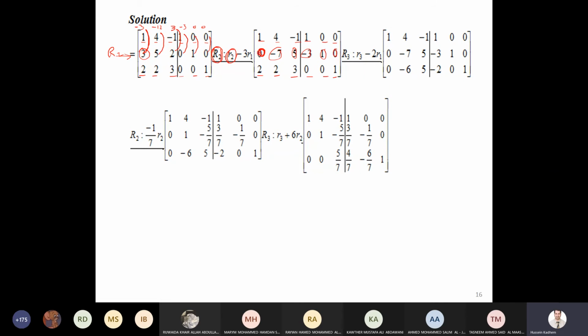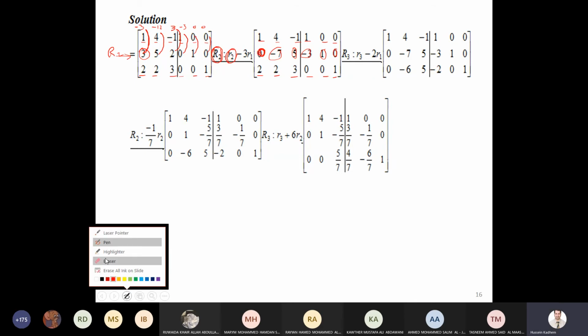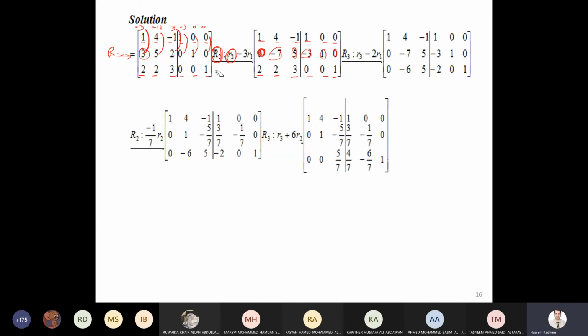Is it clear how I change it? Is it clear? Ladies, gentlemen? Okay. Let me erase this part. Again? Okay, again. You just need to understand the first step. If you understand it, the remaining is just repeating what we are talking about.